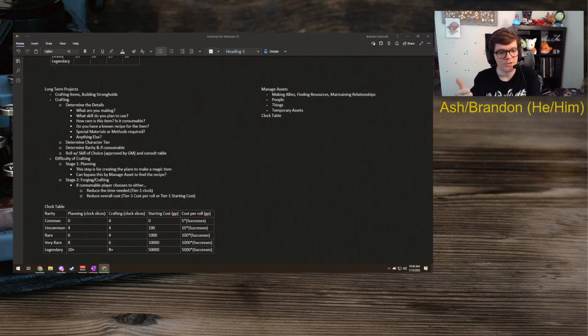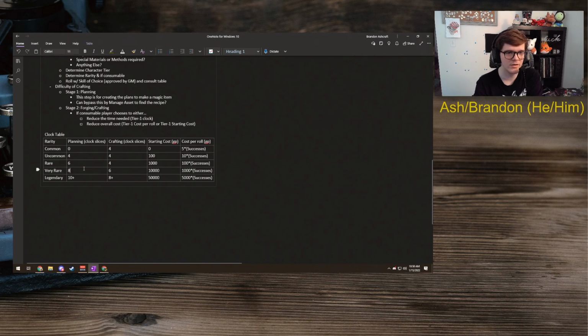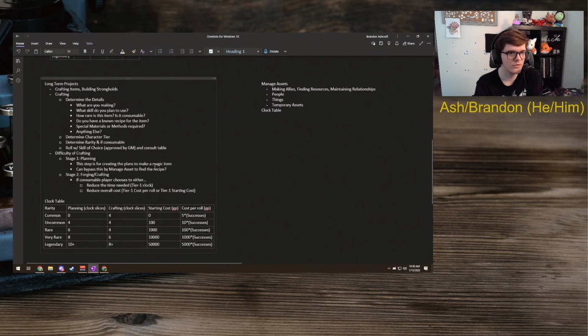You then determine the character tier. Say we're a tier 3 character. Determine the rarity and if it's consumable. Very rare. No, it's not. Roll with skill of choice, approved by the GM, and consult the table. So let's say I make a 20 on my Arcana check. We're doing a very rare. I have to plan it. So very rare at tier 3. Plus 10. So I get 2 successes on that. So it's going to take me a while to make this item because of what I want it to do.